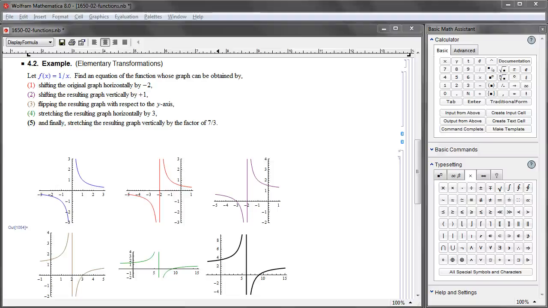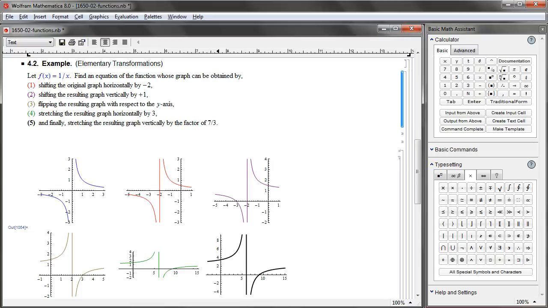And the third transformation is flipping in x direction. So change the x coordinate to the other side. In other words, flipping with respect to the y-axis, and we end up with fourth graph, the brown one. Now, transformation number 4 is stretching in x direction, and we end up with fifth graph, the green one. And finally, stretching by factor of 7/3 vertically, we end up with the final graph, the sixth one, which is highlighted in thick, bold, black.